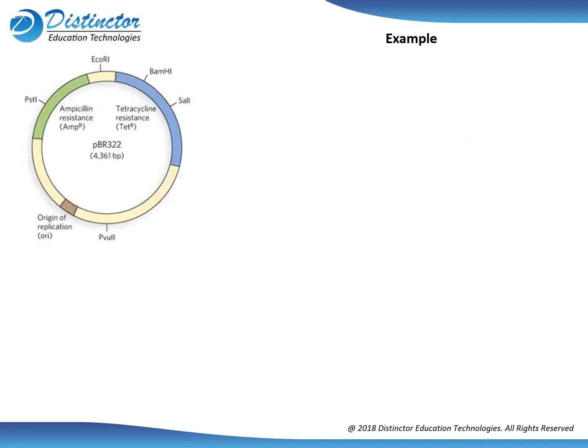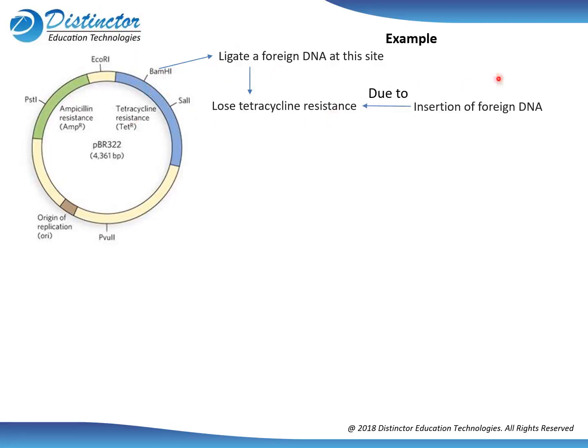Let us take one example. We are going to ligate a foreign DNA at the BamHI site. So we are going to use the BamHI restriction enzyme to cut this region, and then introduce a foreign DNA here. What happens is that they lose tetracycline resistance. Why? Because we inserted a foreign DNA in the tetracycline region.